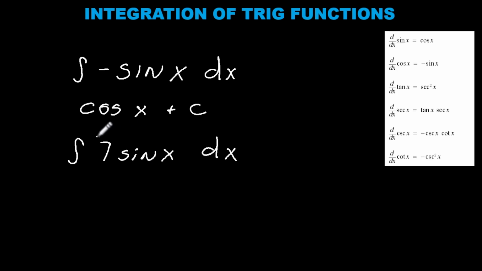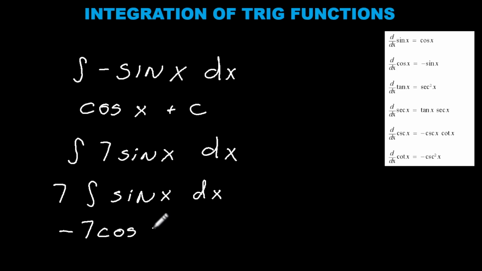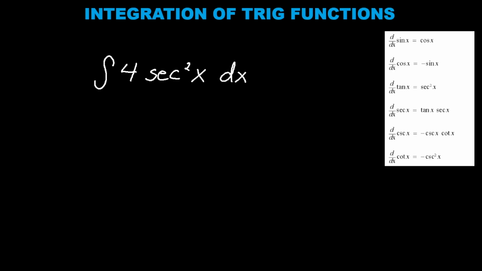Here we're asked to integrate 7 sine x dx. And there's no minus sign in front, but we would put that back on the next step. So I move the 7 to the other side, and then I'm going to get the integral of sine x dx. So when I integrate this, instead of it being cosine x, it's going to be minus sine x, and I bring the 7 to the front. So minus 7 cosine x plus c. From here on, they're pretty intuitive.